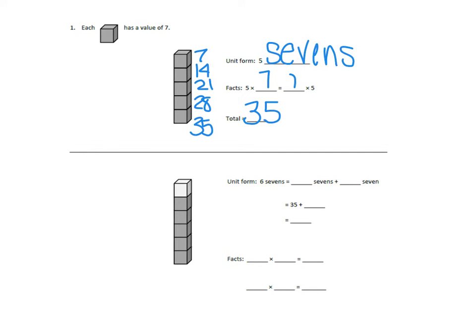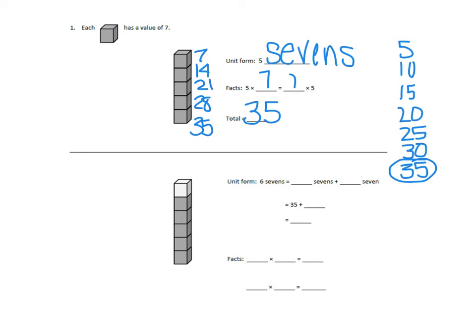Because of the commutative property, we could also count by fives 7 times, and we would see that we would get 35 as well. Let's take a look at the next part.